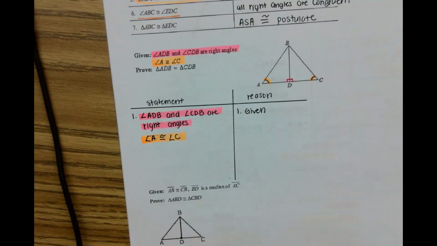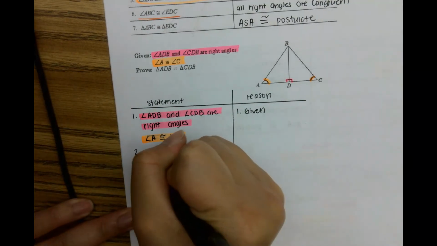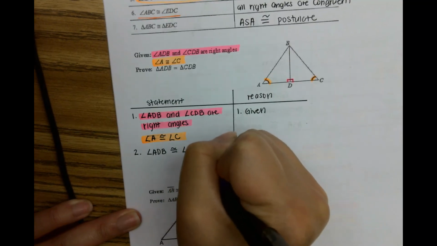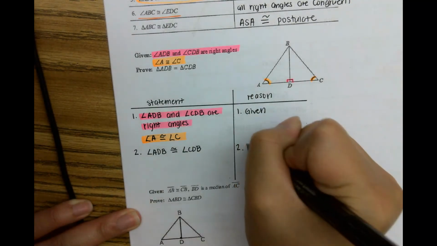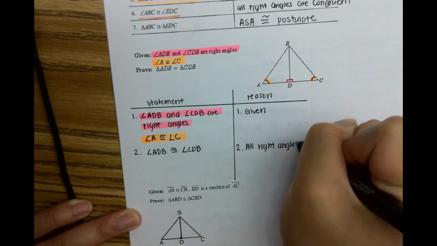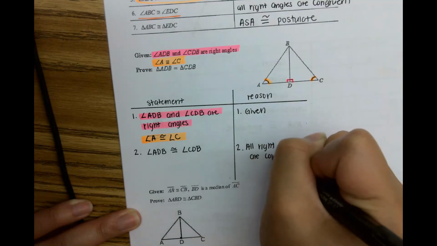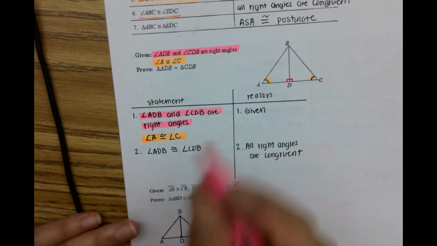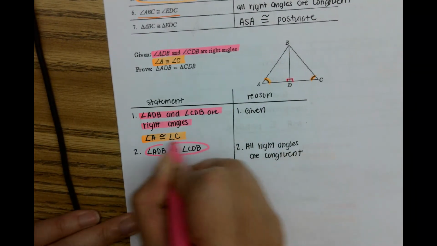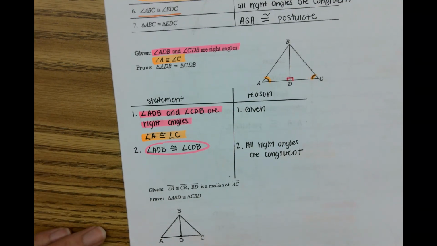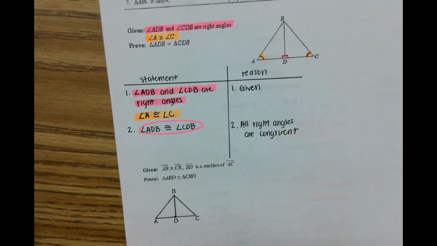However, because angle ADB and angle CDB are right angles, that means they have to be congruent to each other. The reason why is because all right angles are congruent. Because they are right angles, that allows me to say that they are congruent. It's the right angle congruence theorem, because they all equal 90 degrees.